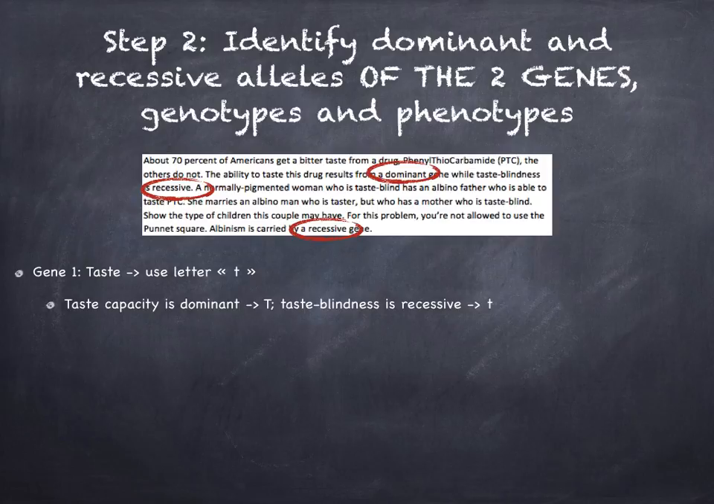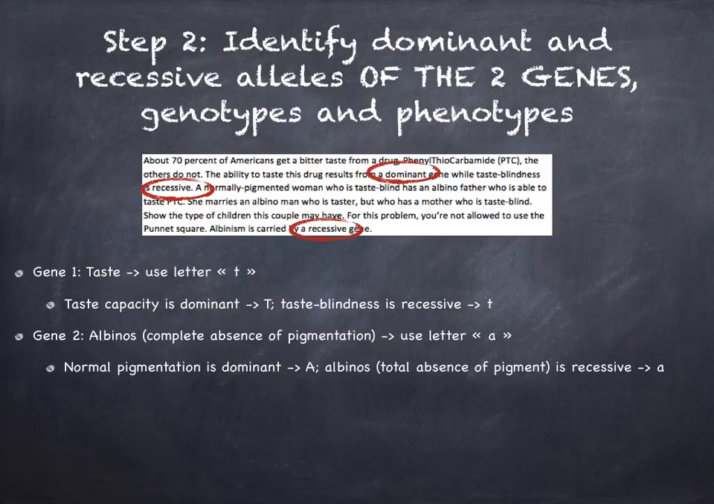So if you look at the two genes and their versions, you have first gene 1 that is the taste, and you will use the letter T for taste. The capacity to taste the drug is dominant, so we will identify it with a capital T. The taste blindness, however, is recessive, so we will identify it with a small t.